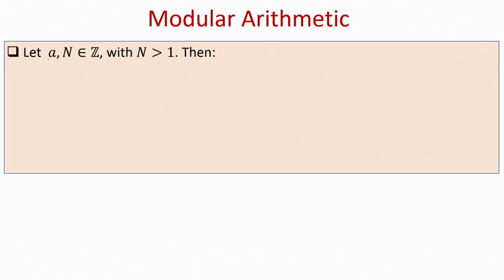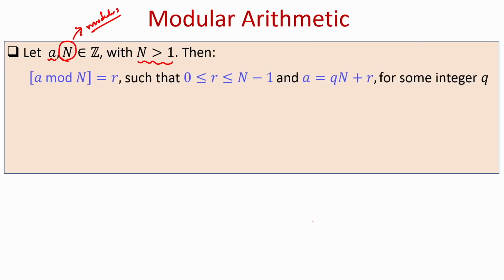Imagine you are given a value a, which is an integer, and you are given a modulus n. So, n will be called the modulus, where the modulus is positive. Then a modulo n is r, where r is a value in the range 0 to n minus 1, such that a is equal to some quotient times the modulus plus r. Basically, r is the remainder which you obtain after dividing a by n, where the remainder is in the range 0 to n minus 1.